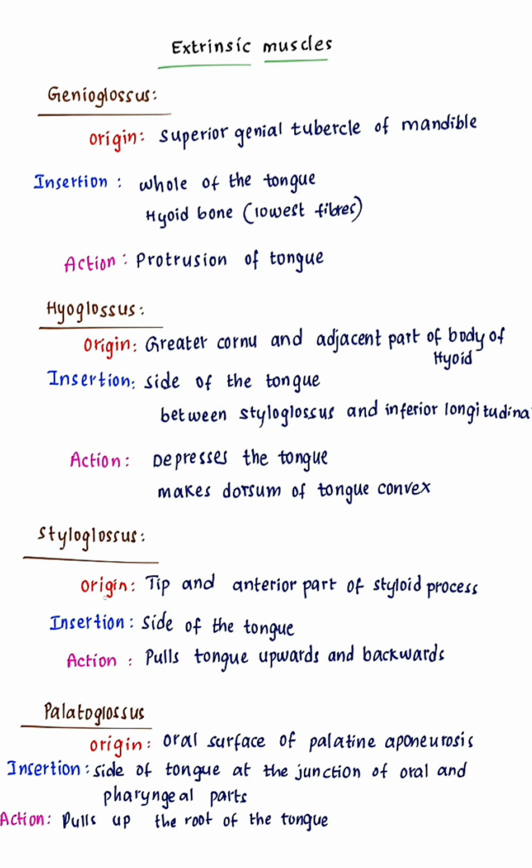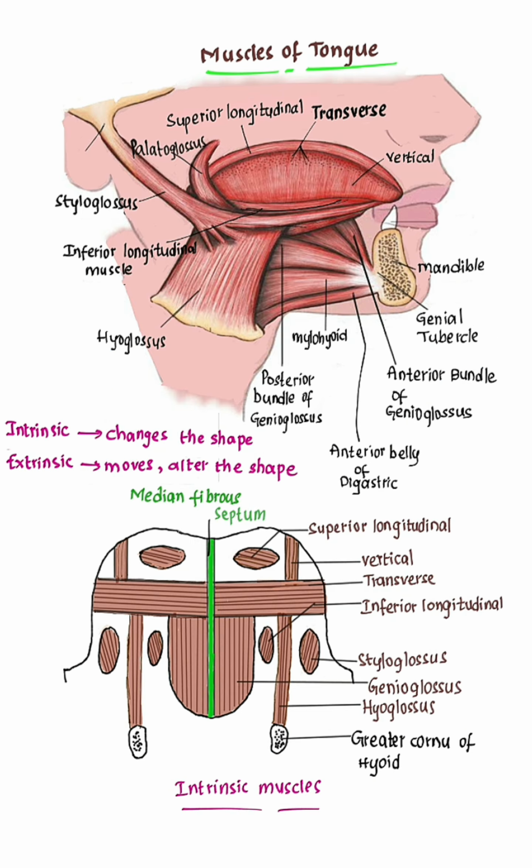Styloglossus arises from the tip and anterior part of the styloid process. It inserts into the side of the tongue. When the styloglossus contracts, the insertion moves towards the origin. It pulls the tongue upwards and backwards.